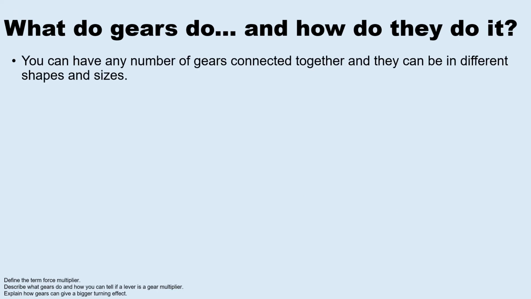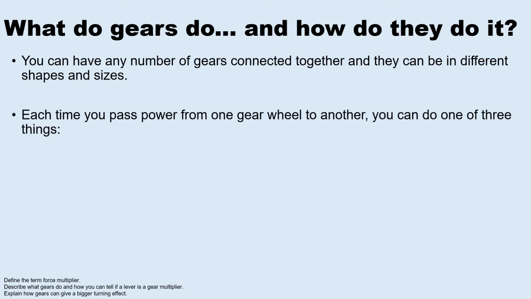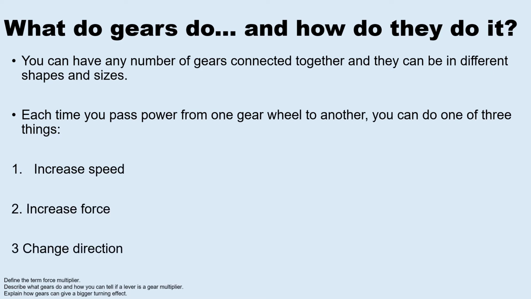So back to how they do it. You can have any number of gears connected together and they can be in different shapes and sizes. Each time you pass power from one gear to another, you do one of three things. You can either increase the speed, increase the force, or change the direction of the mechanism, or the car, or the bike, or whatever it is that's powering.